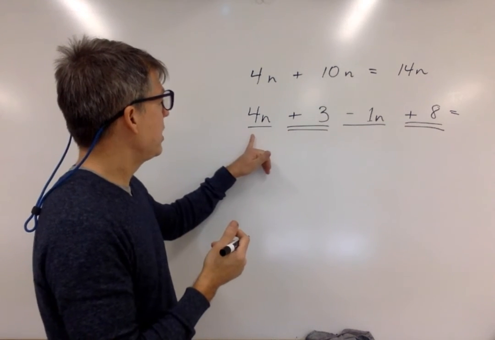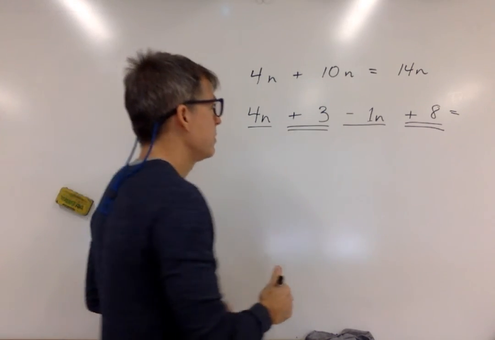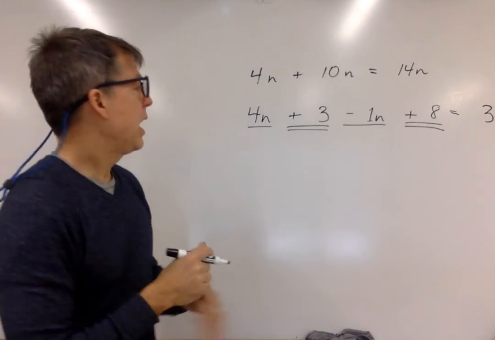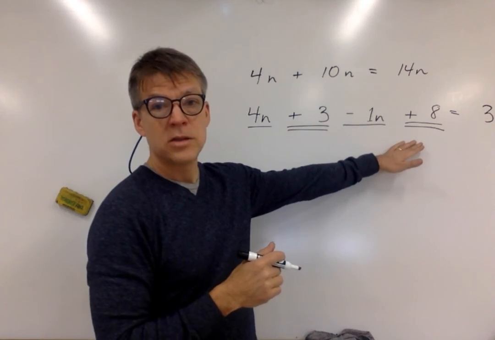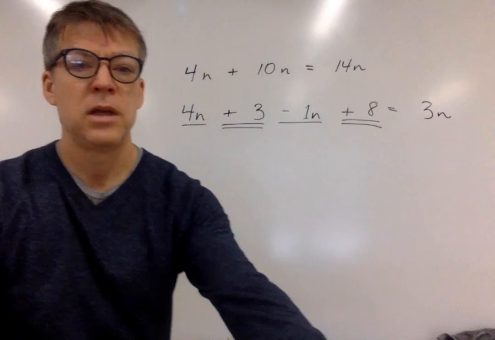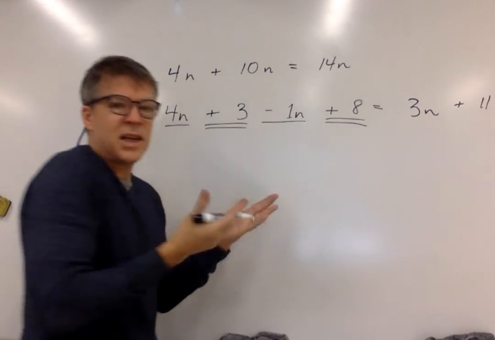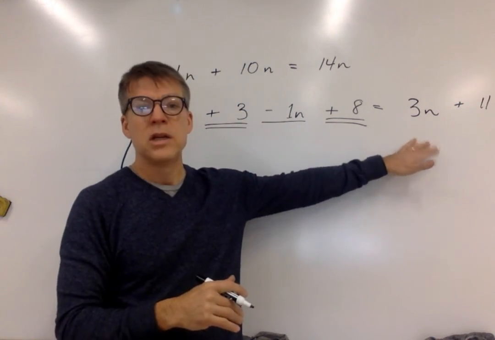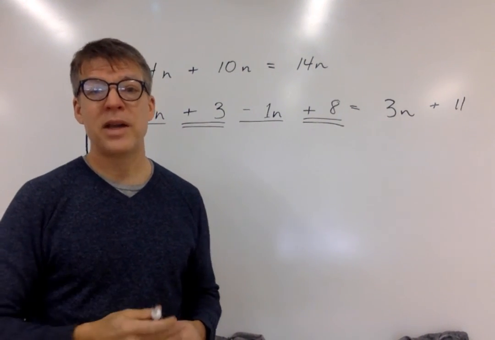So I have a 4n here minus a 1n. So guess what? 4n minus 1n is 3n. Okay? And I have a positive 3 here, and I'm adding an 8, so that's a positive 11, right? So I'm going to write plus 11. And it's kind of nice, right? You had something that was sort of complicated, and you just boiled it down to 3n plus 11, okay? That's how you combine like terms.